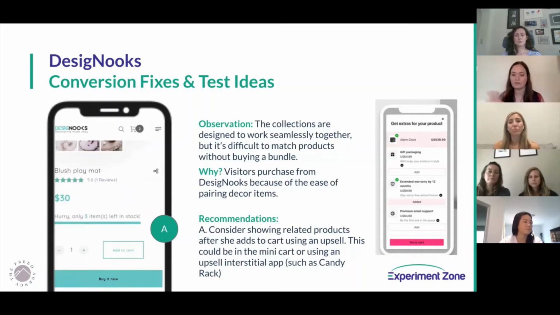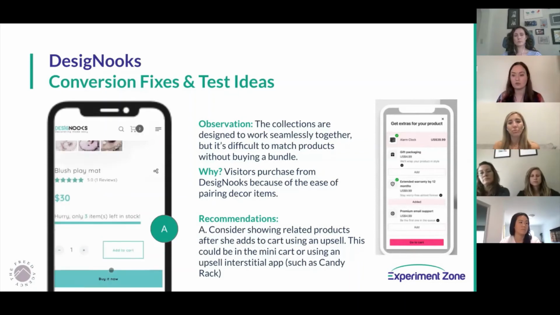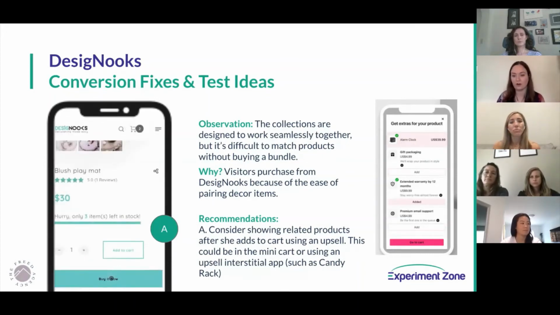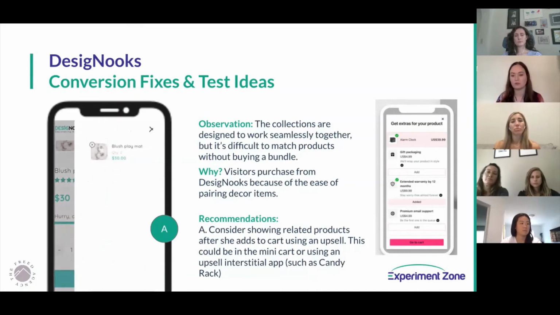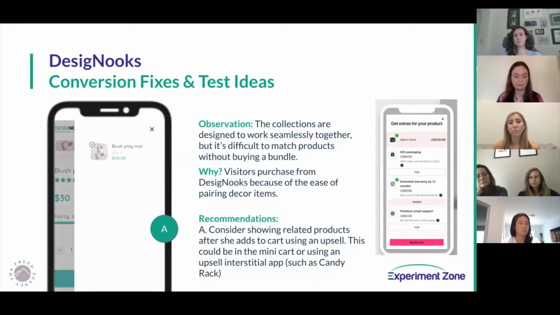On the right here, I've showcased a specific upsell app. This one's Candy Rack, where after you click the Add to Cart button, you're given the option to add additional things like gift wrapping, you can add other products that are here, and then you're given a clear call to action to continue on and go to cart. It's just a nice nudge. It makes it easier for people to pair those things together. And when we test these, we see that it increases items per order, AOV, and sometimes conversion rate as well.